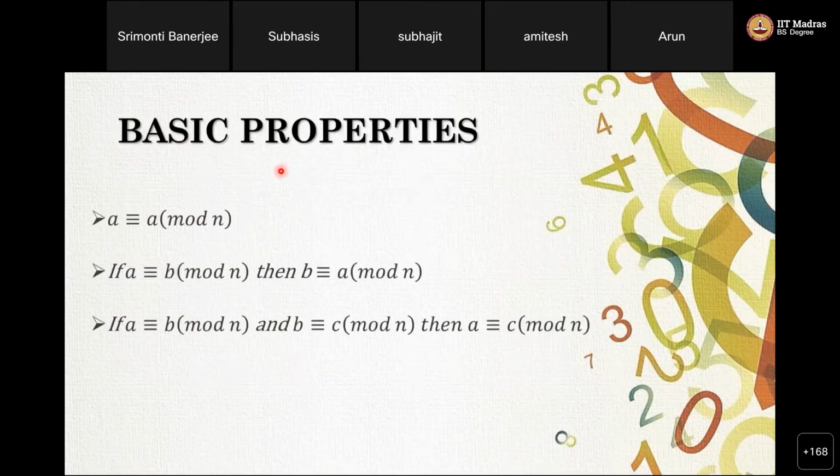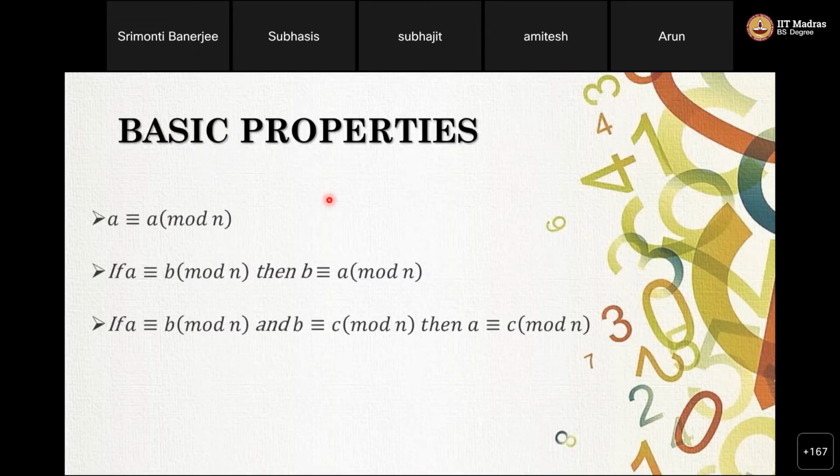Now, moving over to some basic properties. The first property that we have over here says that a is congruent to a mod n, which is pretty self-explanatory, right? Because this simply implies that a minus a is divisible by n, because a minus a is 0, so of course it is divisible by n.